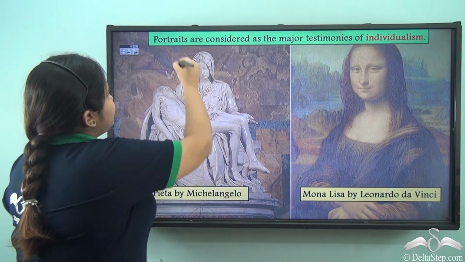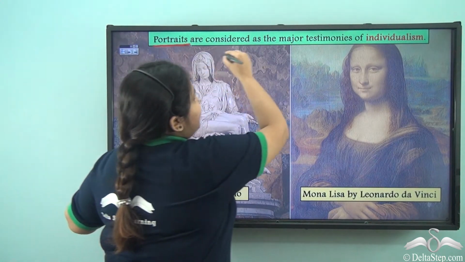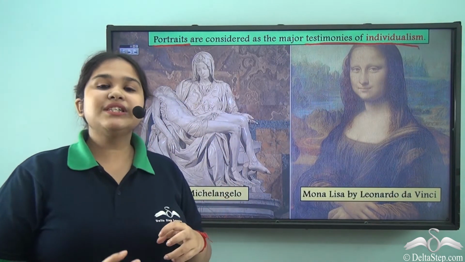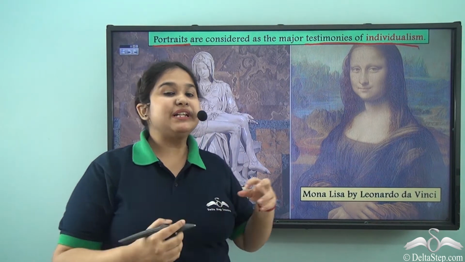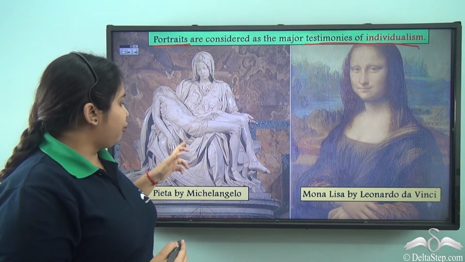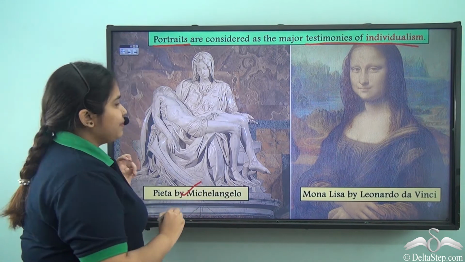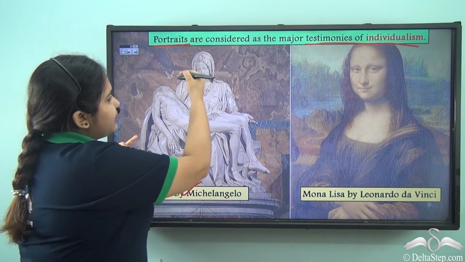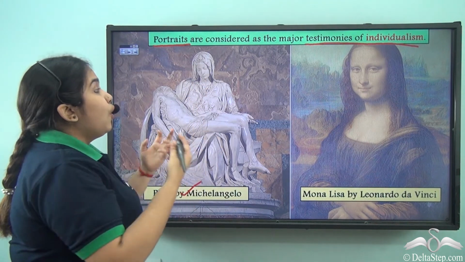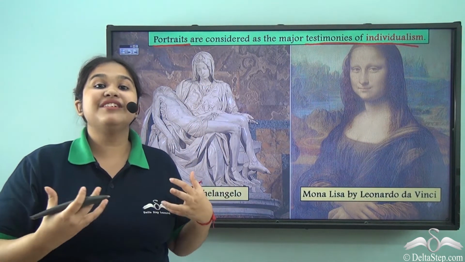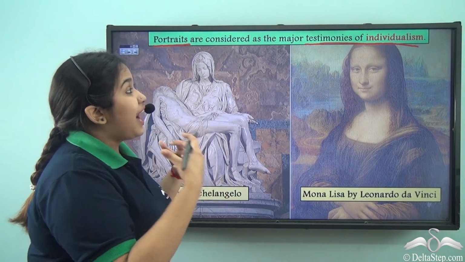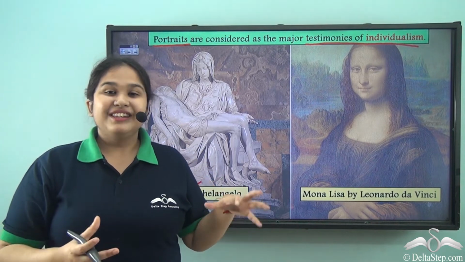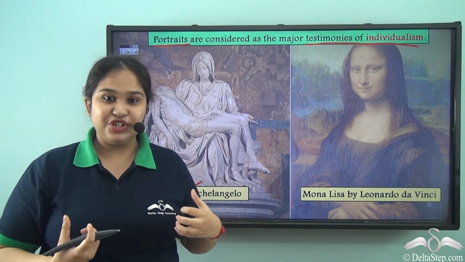So portraits became very important testimonies of individualism. Why? Because if we, for example, consider the sculpture of Pietà by Michelangelo, we see that here the expression of Mother Mary holding her son becomes much more clearer. So now the artists essentially were experimenting with the human emotions. They were experimenting with human expressions, right?